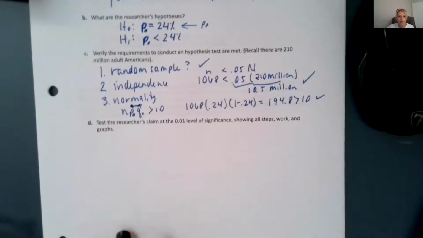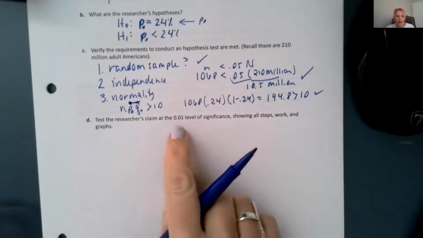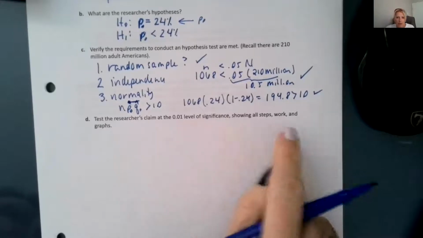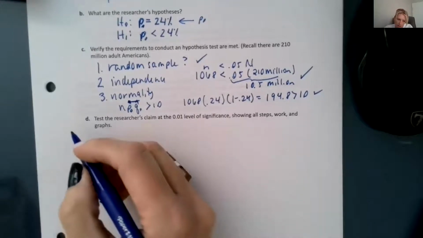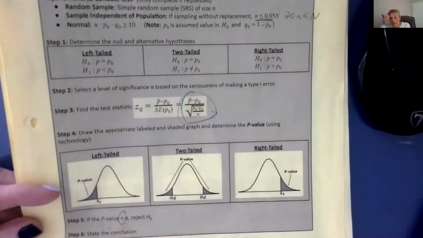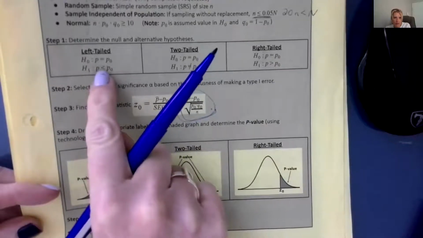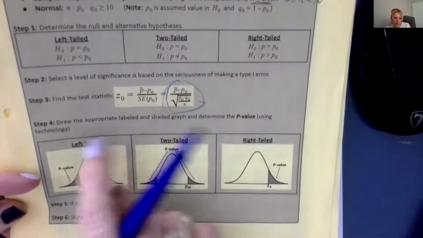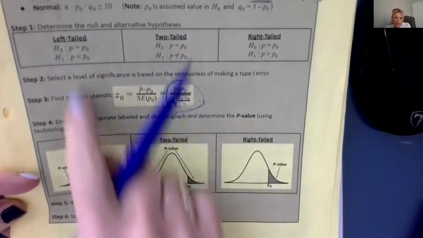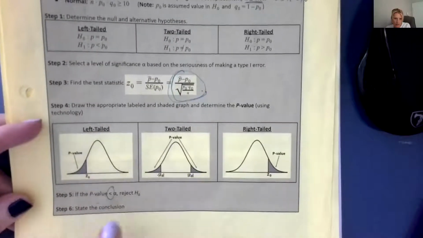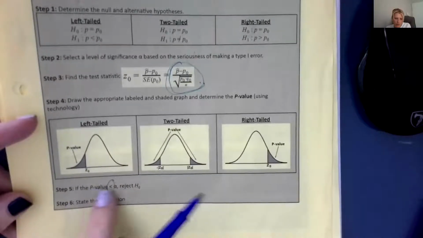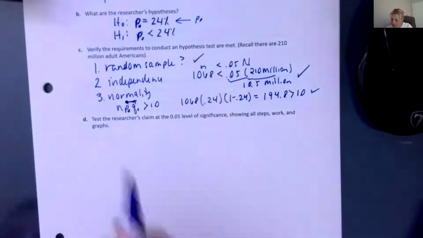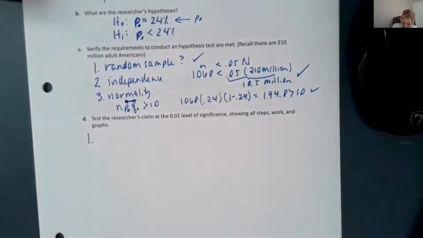Next it says, test the researcher's claim at the 0.01 level of significance, showing all steps work and graph. So you need to show me all 6 steps from our hypothesis test. You're going to rewrite the hypothesis statement, which ours is going to be left-tailed because it's a less than. We're going to state our level of significance. We're going to find our test statistic, giving me this formula here. You're going to make sure to draw me the appropriate picture because it's left-tailed. You're going to show me if you reject or do not reject in step 5, and then you're going to state your conclusion.